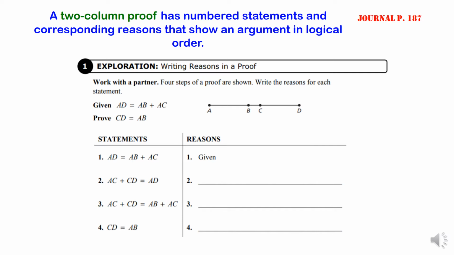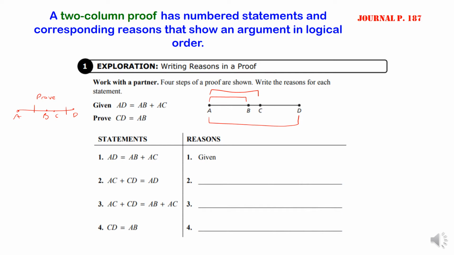So we're given that AD is equal to AB plus AC. So this isn't as easy as it looks. And we need to prove that CB, so we're going to draw this quickly over here so we can see it. A, B, C, D. We want to prove that AB equals CD. We're going to prove that. Okay? So first thing they did was write down the given.